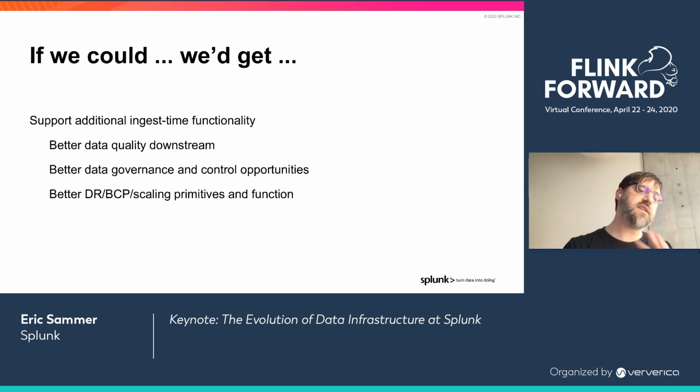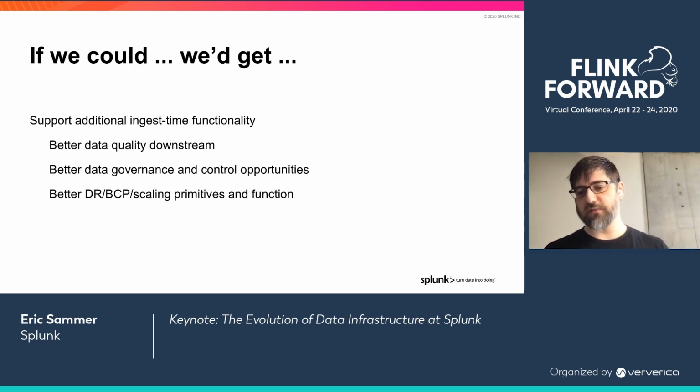And then, of course, DR and BCP and scaling primitives, if we can use the ingest stream as effectively the transaction log. I think the folks over at Confluent talk about this model quite a bit. On the messaging side, this gives us quite a bit of opportunity to route the same data to multiple facilities for read replicas that are geographically local or optimized for a specific use case, things like that.